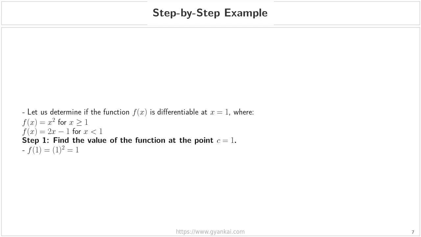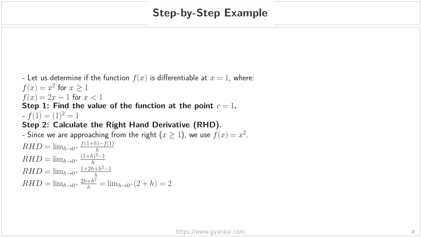Step 1, we must first find the actual value of the function at our point of interest, where c equals 1. Since 1 falls into the first category, we use the expression x squared. 1 squared equals 1, so f of 1 is 1. Step 2, we calculate the right-hand derivative, or RHD. Because we are approaching x equals 1 from the right, we use the part of the function where x is greater than or equal to 1, which is x squared.